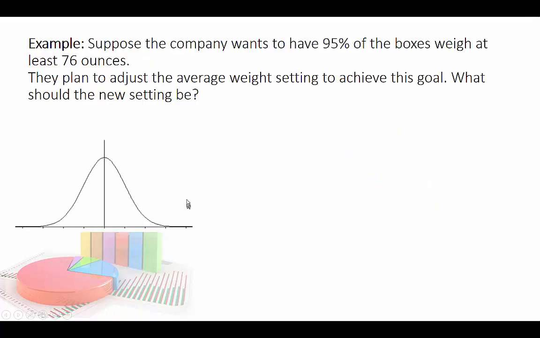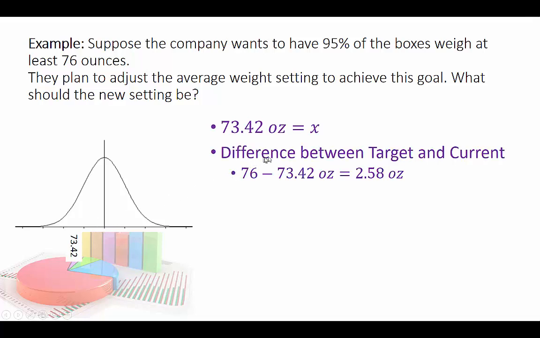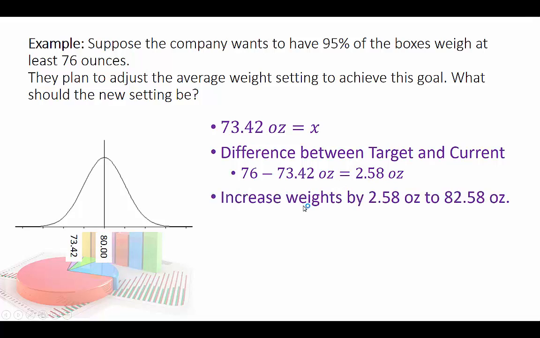Okay, now let's say they want the boxes to really weigh 76 ounces, but they weigh 73.42, which is here, right? The difference between our target and our current is 2.58 ounces. We're 2.58 ounces low. So one thing we can do is increase all of the weights so that the new average is 82.58. That would be your new answer. You would adjust the machine so the new average is 82.58.